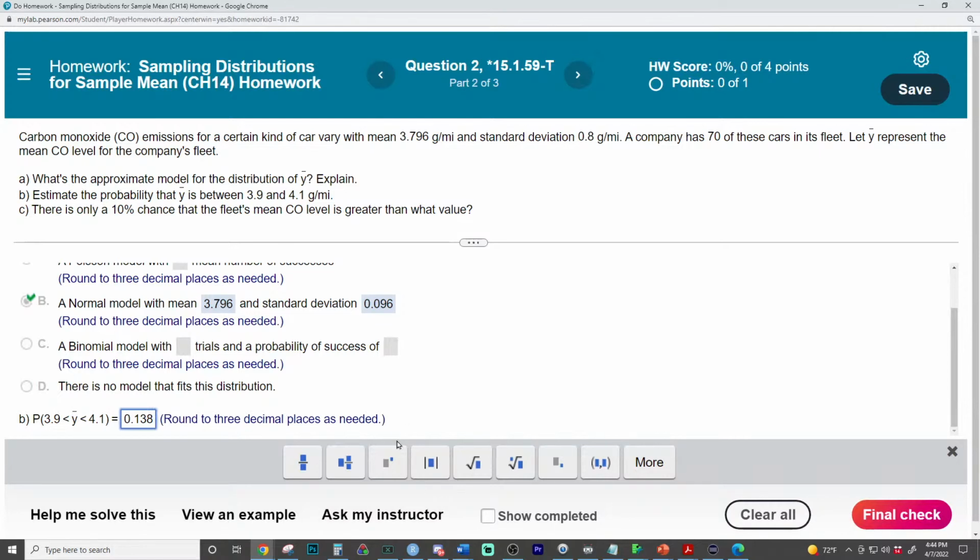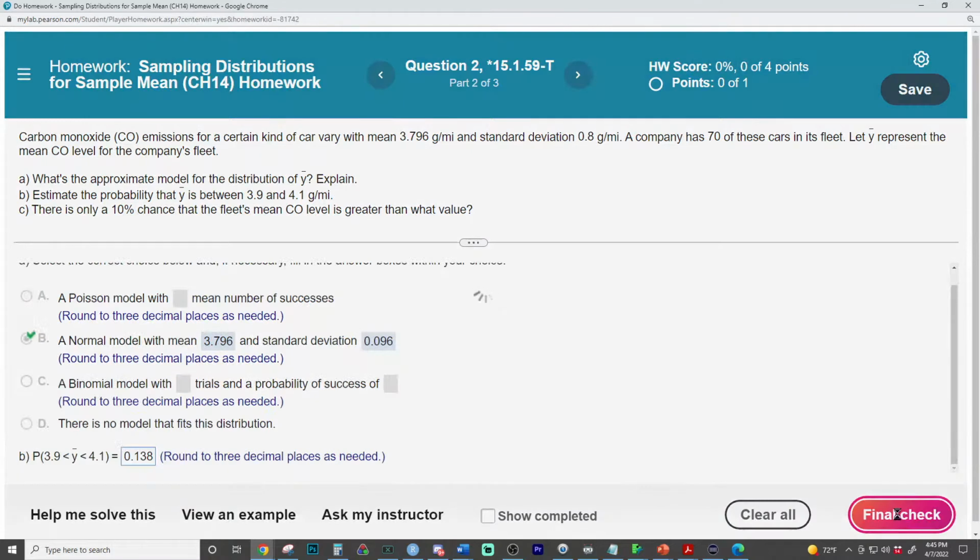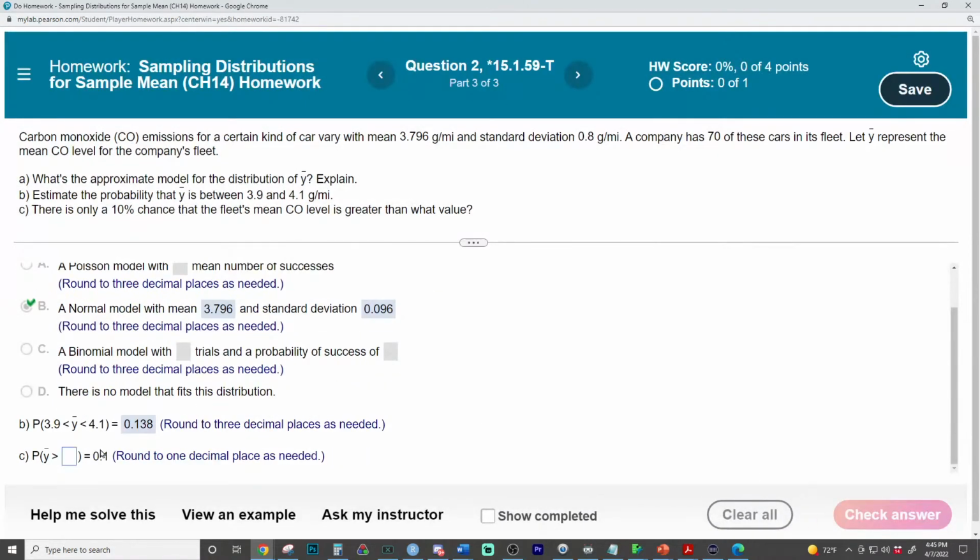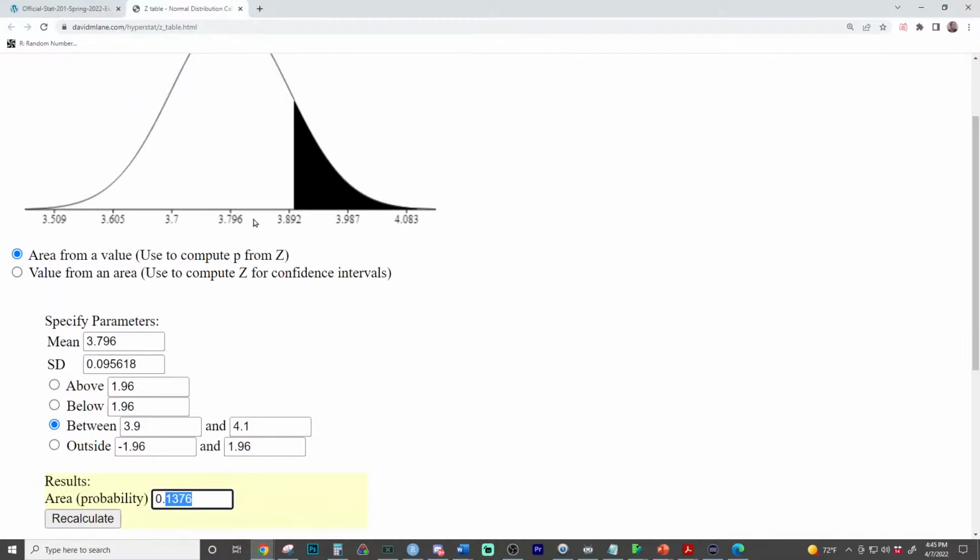Much further out than I thought. So round to 3 decimals right there. Final check. Got worried. Okay. The next one says the top 10%. So the top 10% is actually going to be somewhere about, it's going to be at 1.28. So it's going to be right about here-ish.